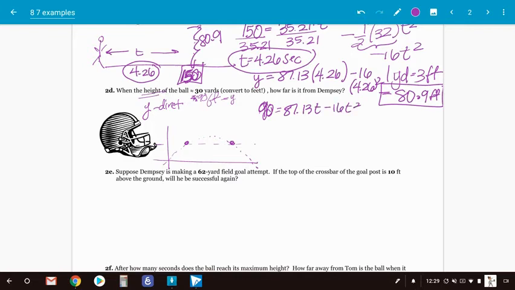Now there's a couple ways to do this, okay? One way would be the quadratic formula. It's an easy way. Some of you have that programmed into that. You would have to type it in as negative 16 t squared plus 87.13 t minus 90 equals 0. Then you could use the quadratic formula. So your a would be negative 16, and your b would be 87.13, and your c would be negative 90.